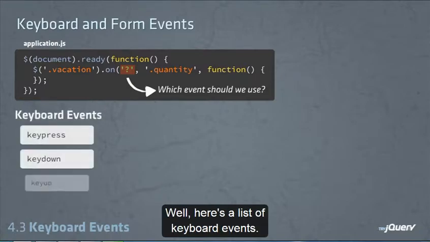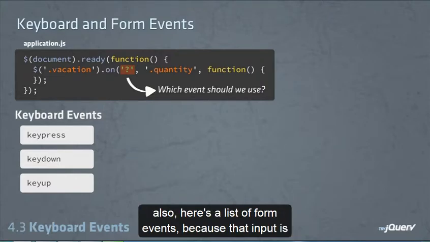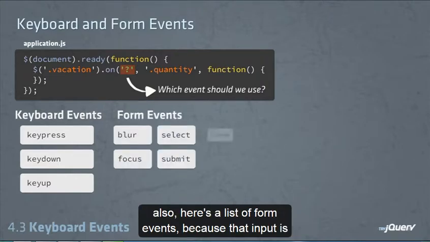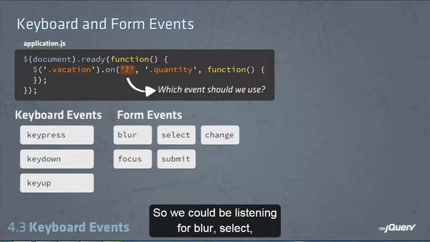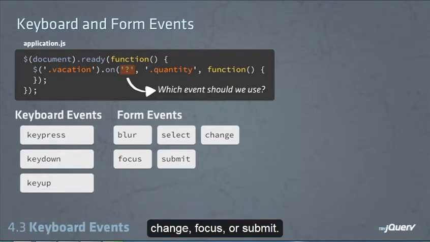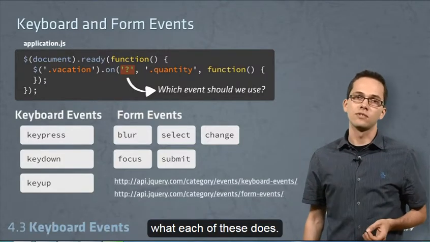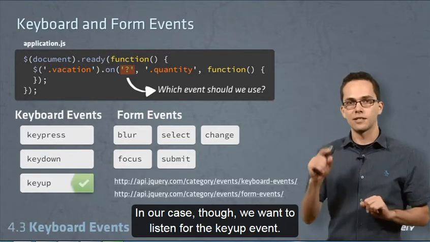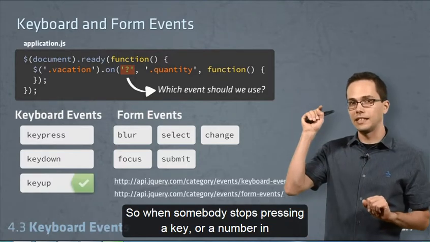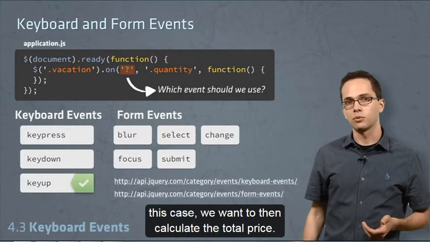Well, here's a list of keyboard events. You've got things like keypress, keydown, keyup, and also here's a list of form events because that input is a form field. So we could be listening for blur, select, change, focus, or submit. Check out the documentation if you want to learn more about what each of these does. In our case though, we want to listen for the keyup event. So when somebody stops pressing a key, or a number in this case, we want to then calculate the total price.